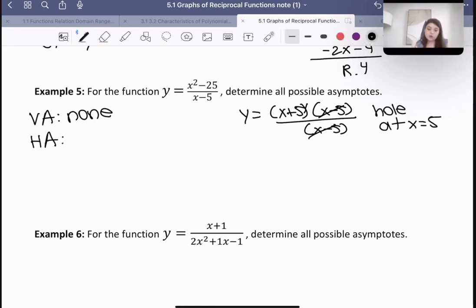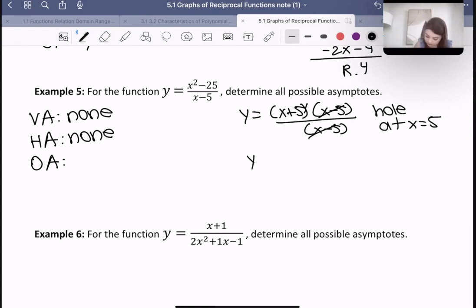There is a horizontal asymptote if and only if the degree of the numerator, right? It depends on the degrees. So in this case, the degree of the numerator is higher than the degree of the denominator, and so that means there are no horizontal asymptotes. Now, what about an oblique asymptote? Well, at first glance, it seems like maybe there is one. However, we already canceled out the x minus 5.